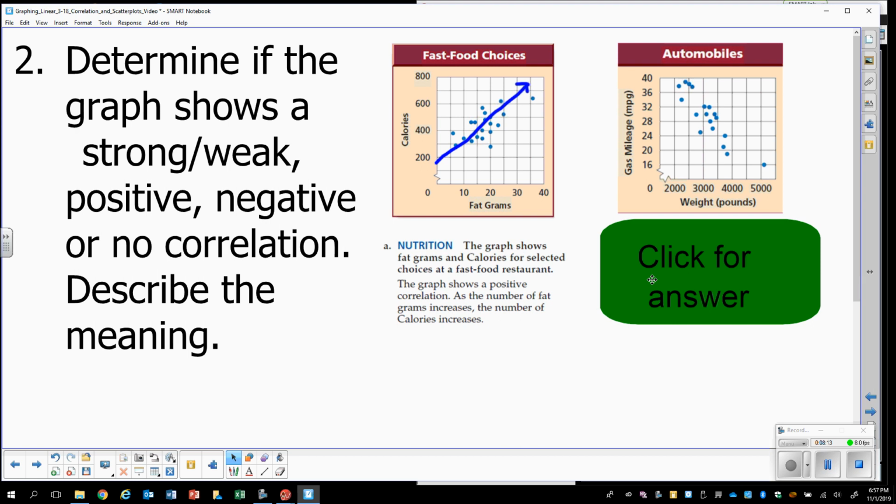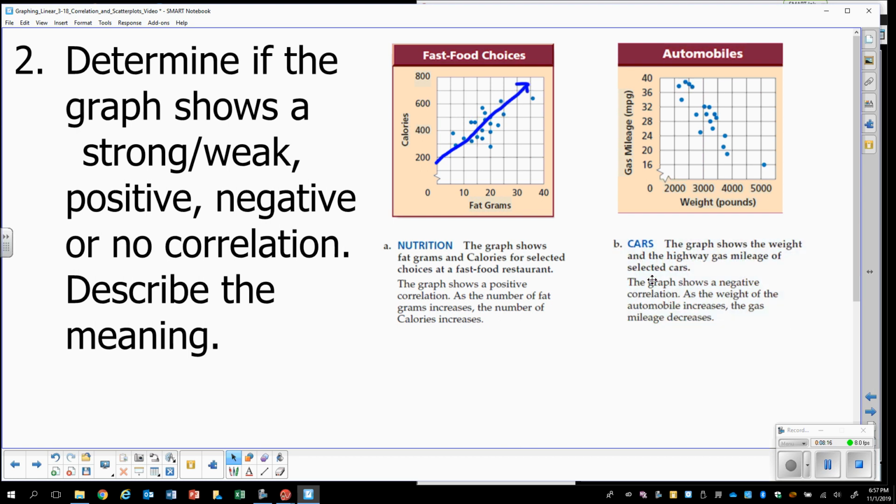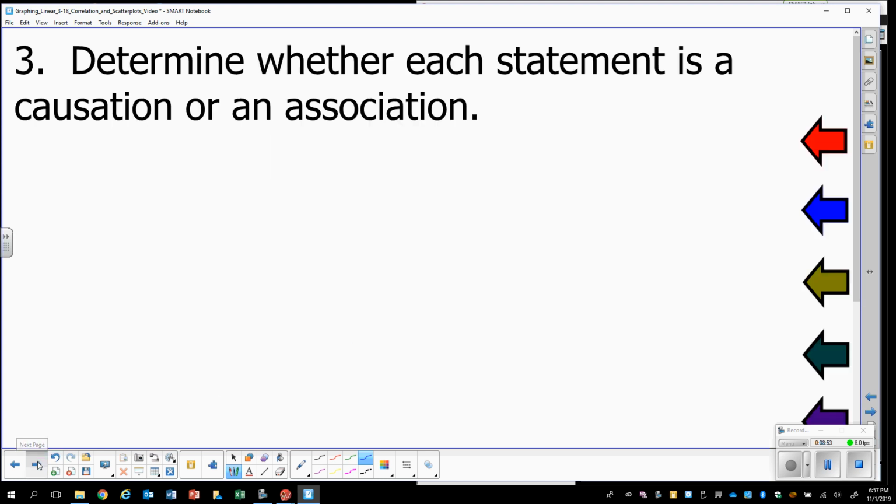We'll look at this next one. Again, this would be a negative correlation. I would say this correlation is a little bit stronger than the one that we had before, because if we look at our points, they're just a little bit closer to our line of best fit than what we had before. But this graph shows a negative correlation, and as the weight of the automobiles increases, the gas mileage decreases. So you want to be able to describe what's happening in the graph. You don't just want to say that it's a positive correlation or a negative correlation. You want to be able to explain what's happening. So here again, as the weight increases, the gas mileage decreases. You want to be able to articulate and explain that.